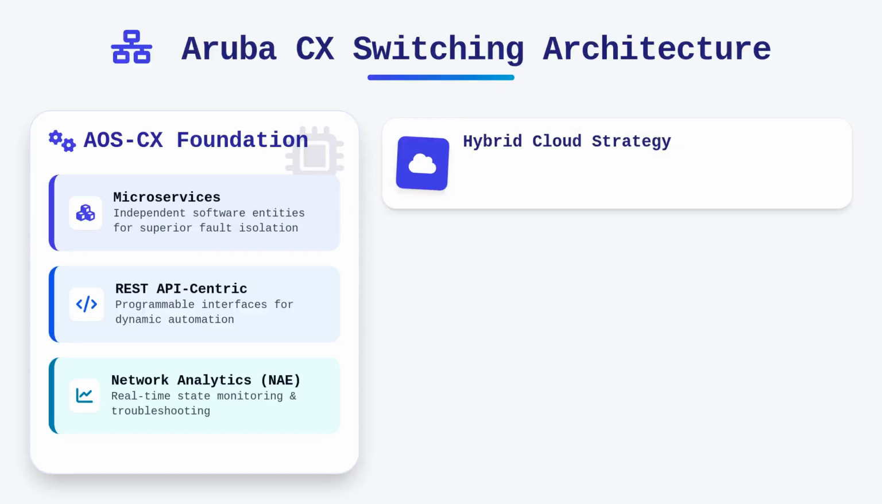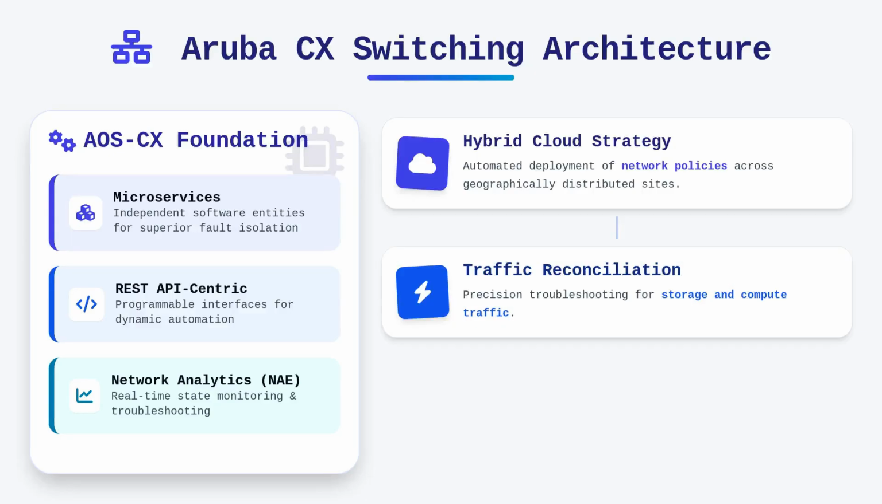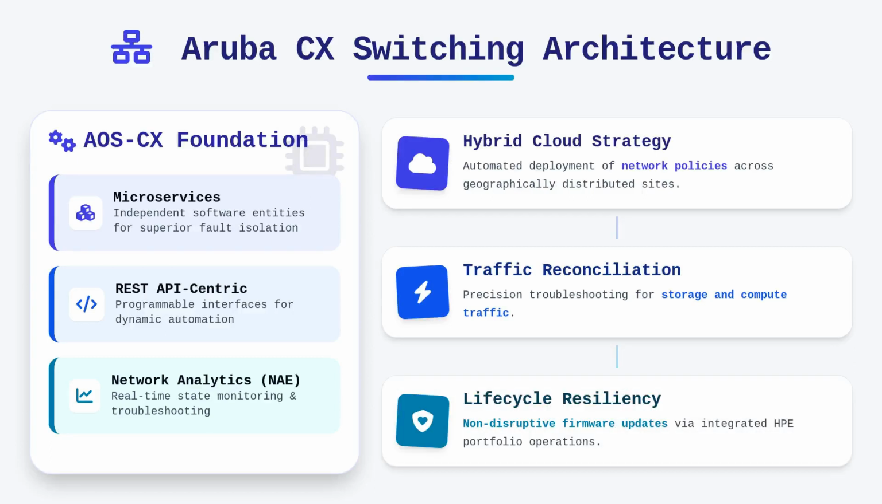This transition to API-based control is vital for automating the deployment of network policies across geographically distributed sites. By utilizing the network analytics engine, practitioners can monitor and troubleshoot state changes in real time, which is a significant advantage when reconciling hybrid cloud storage and compute traffic. Understanding how these switches interact with the broader HPE portfolio is necessary for managing lifecycle operations, including firmware updates that are non-disruptive thanks to the underlying infrastructure's resiliency.